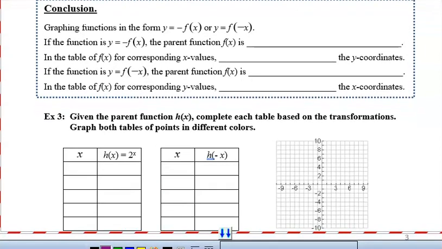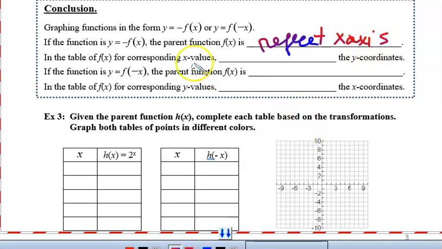So in the first line, if the function is y equals negative f of x, we know that this is going to reflect f of x over the x-axis. So we're going to reflect over the x-axis. Because it's affecting the y values, you're going to leave the x values alone, and you are going to negate the y values or make those y values their opposites. And that's what this negative on the outside is saying to do, make those y values negative.